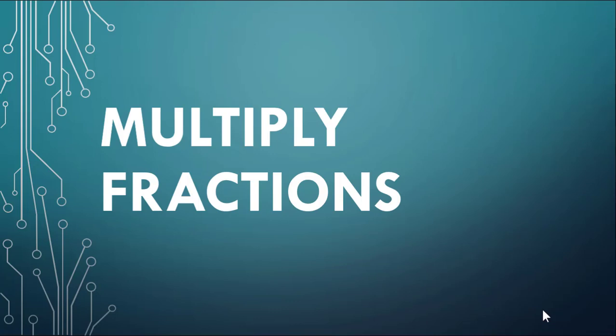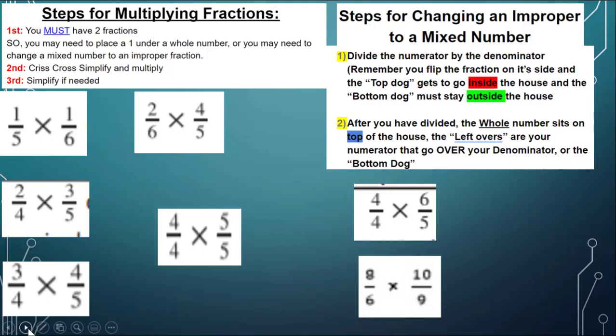Today we're going to multiply fractions. Okay, let's review what our steps for multiplying fractions are. First, you must have two fractions. So you may need to place a 1 under a whole number, or you may need to change a mixed number to an improper fraction. Second, we're going to crisscross simplify and multiply. And then third, we will simplify if needed.